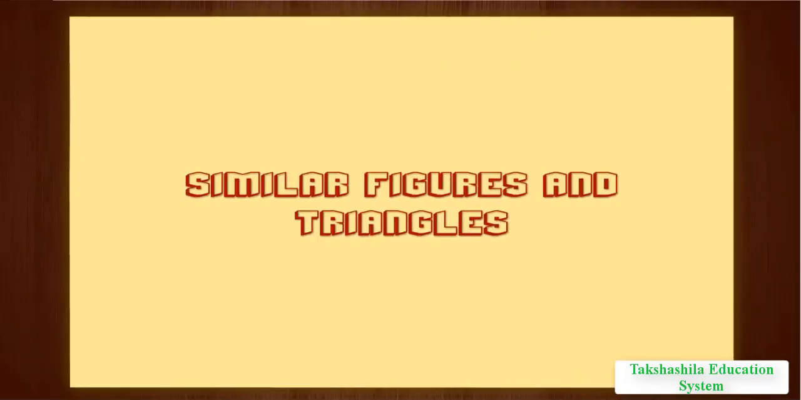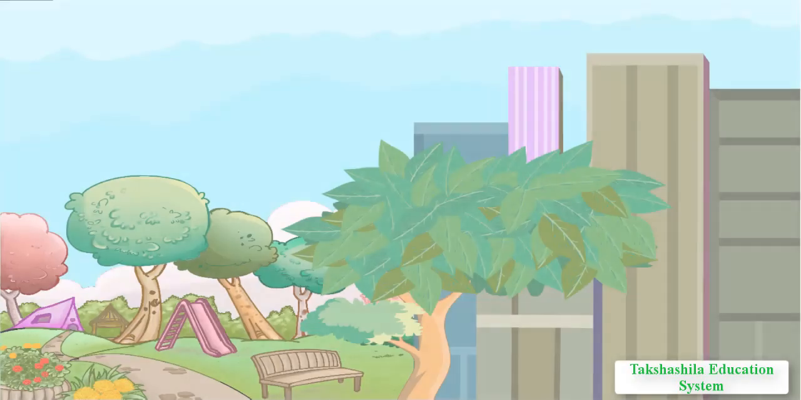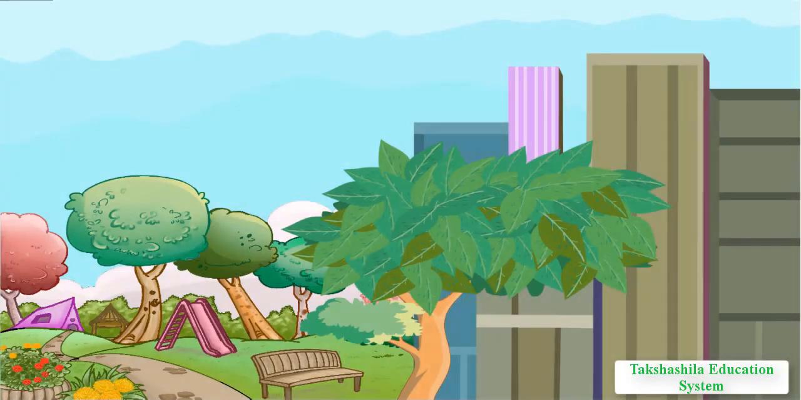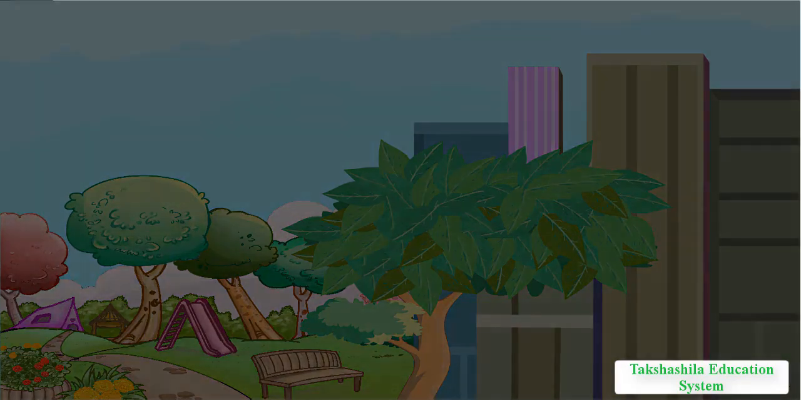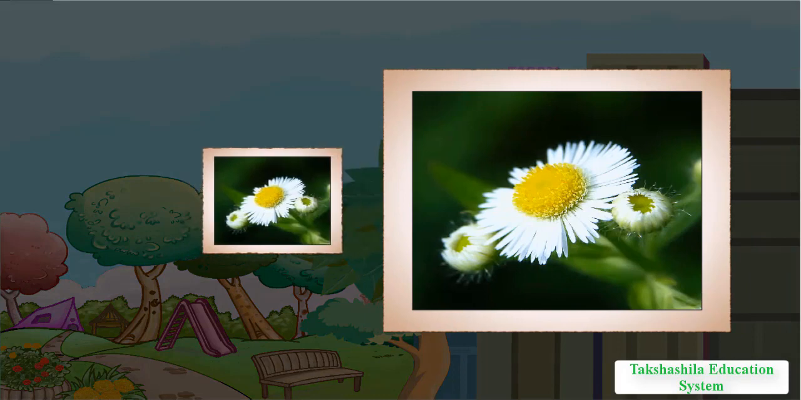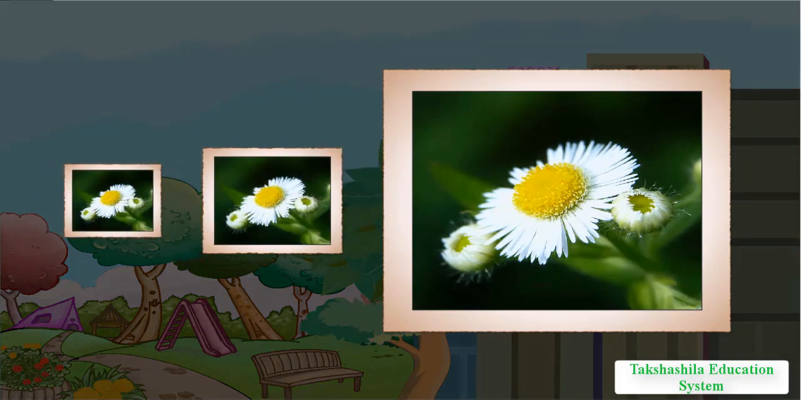In this module, we will learn about similar figures and triangles. Looking around, we see many objects which are of the same shape but of same or different sizes. For example, leaves of a tree have almost the same shape but same or different sizes. Similarly, photographs of different sizes developed from the same negative are of same shape but different sizes.